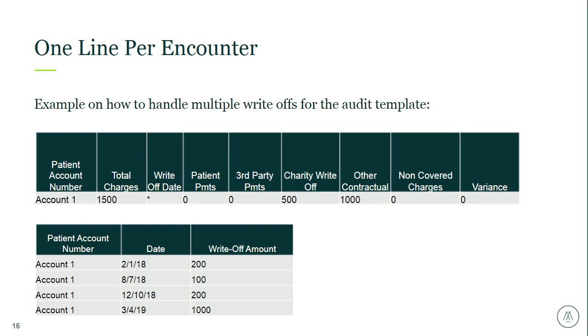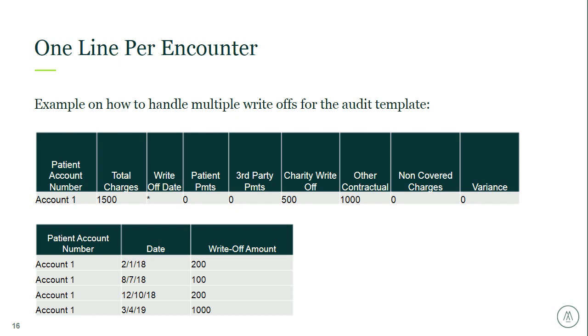Vertical detail items such as revenue code detail and multiple write-off dates should be reported on supplemental listings and relate back to the horizontal summary via the unique encounter number. For the example shown here on the slide, we would expect to see $500 in charity care for 2018. And then we would expect to see $1,000 for charity care in 2019. In addition, on a separate tab in the workbook, auditors would want to see the detail behind those totals as illustrated above. The detail should tie to the total.